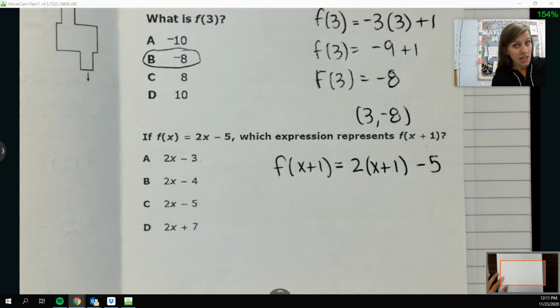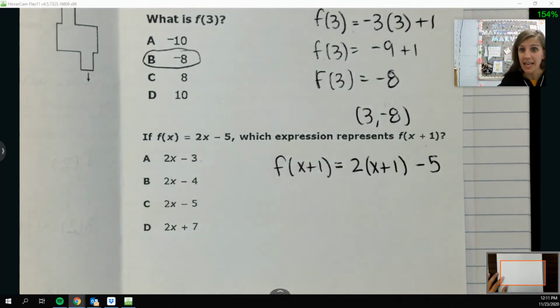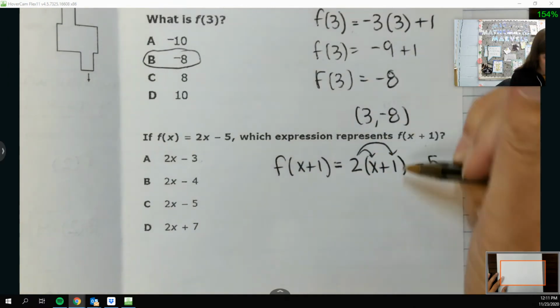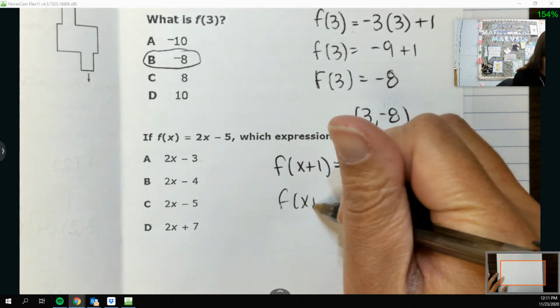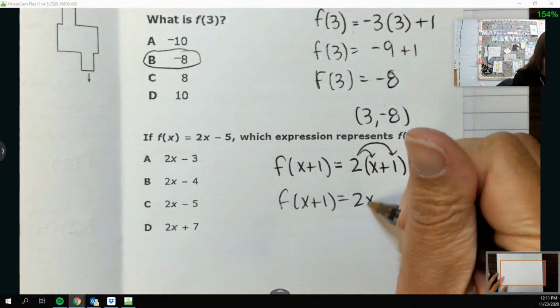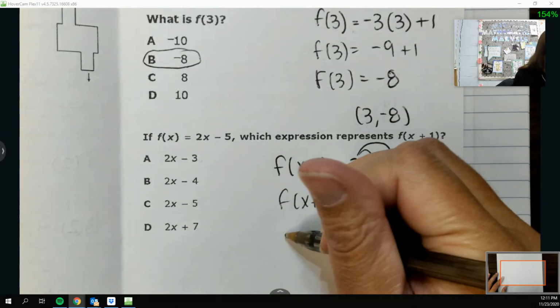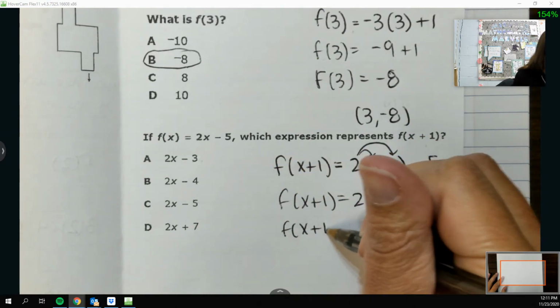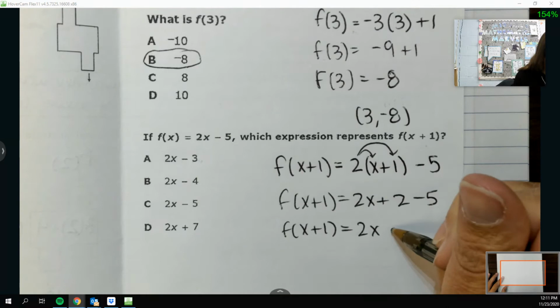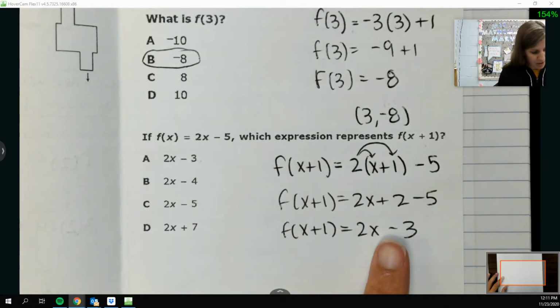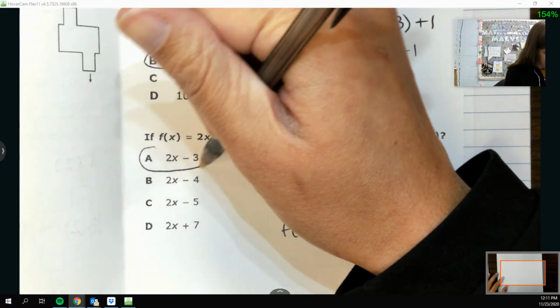So we're not going to simplify this to a final answer. I don't think I can because I have an x involved, but I can simplify a little bit by distributing. And so I'd have 2x plus 2 minus 5. And then I can combine those like terms. And so we'll have 2x minus 3, but I can't go any more because they're not like terms. And so I'd pick A.